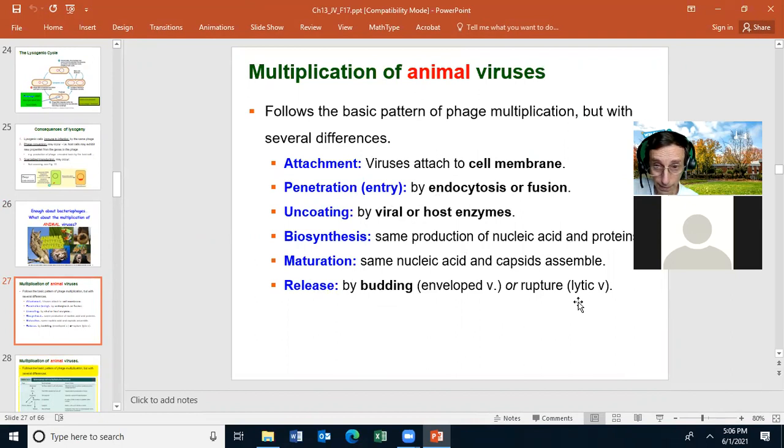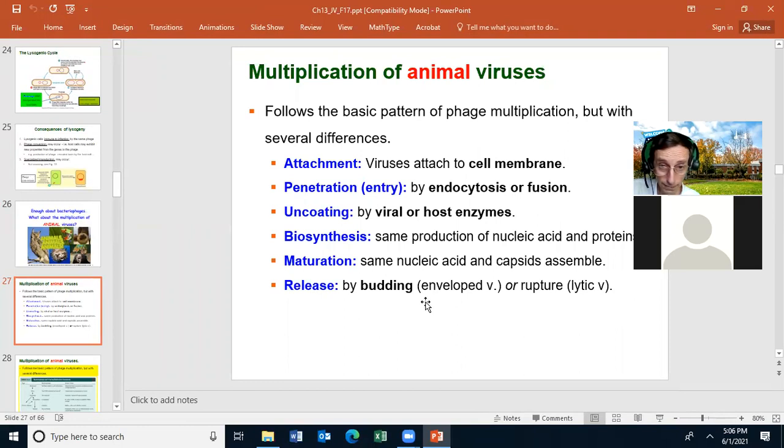Say they are a lytic virus. I think the polio virus, don't quote me on that because I'm not an expert on polio, is a lytic virus. And it ruptures the cell, lyses the cell, to release the viruses. And there are animal viruses that are lytic, but there are also other ways that animal viruses can live.